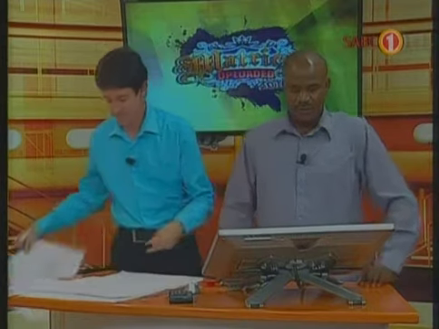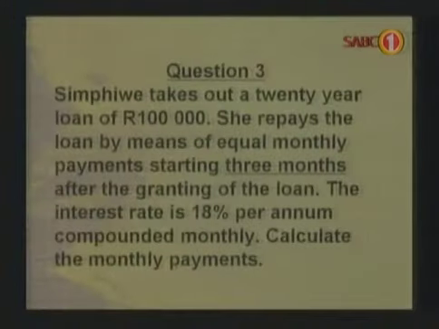The next question, Nelson, is so important. Do you want to read it out quickly? Simpiwe takes out a 20-year loan of 100,000. She repays the loan by means of equal monthly payments starting 3 months after the granting of the loan. And this 3 months is underlined here. Now the interest rate is 18% per annum, compounded monthly. Calculate the monthly payment.